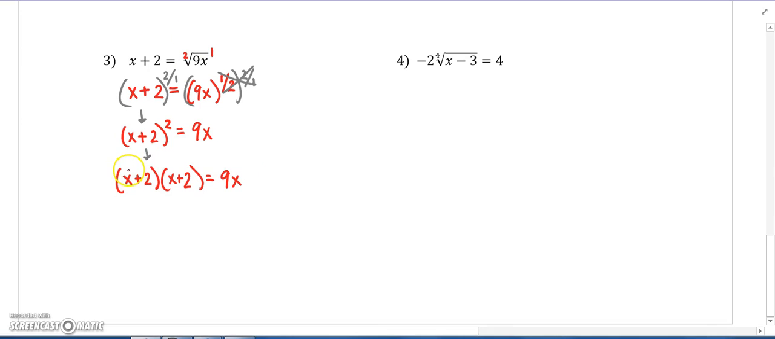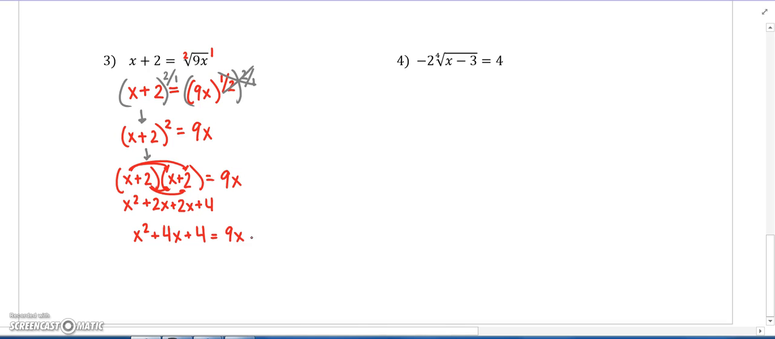Alright, so I'm going to go ahead and distribute this out. X times x is x squared. X times 2 is 2x. 2 times x is 2x, and 2 times 2 is 4. So we end up with x squared plus 4x plus 4. And on the other side, still just the 9x.